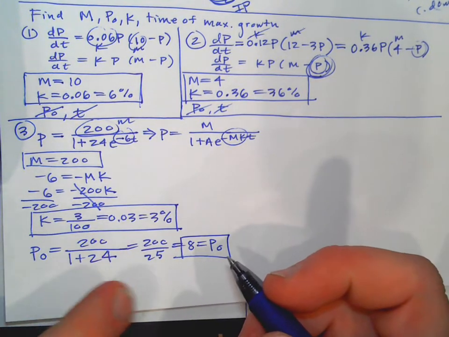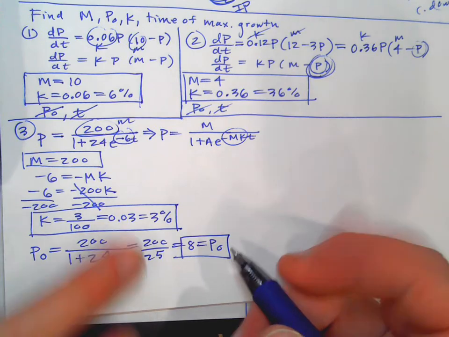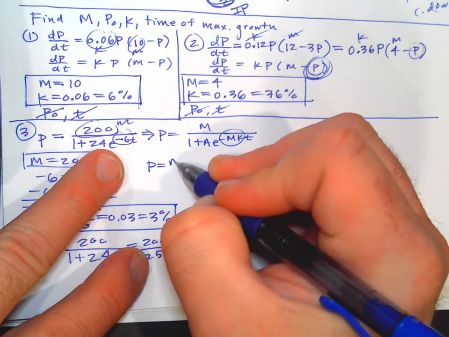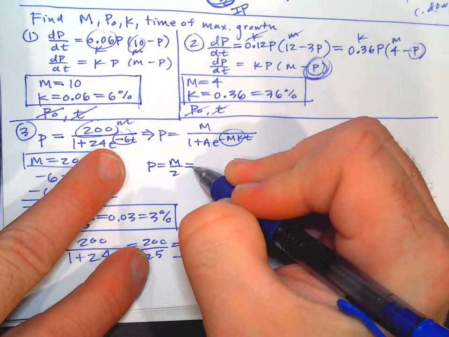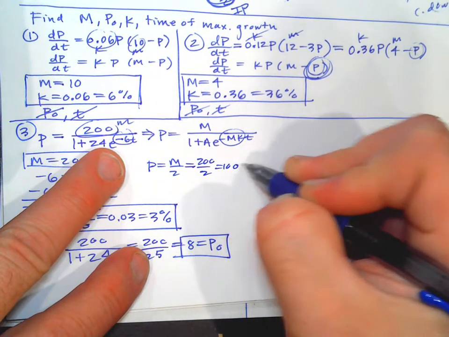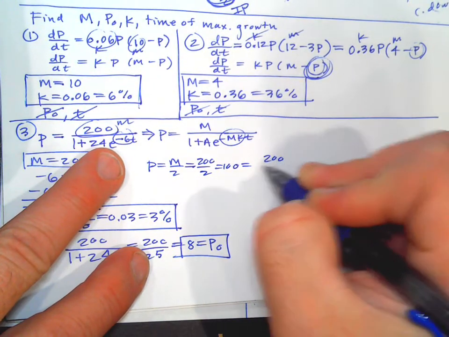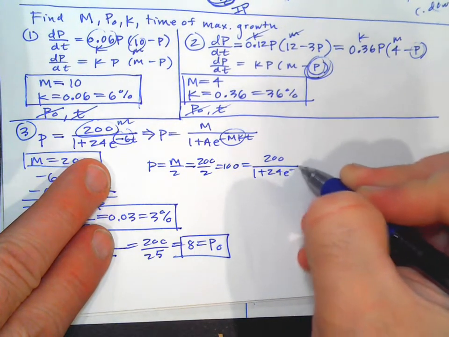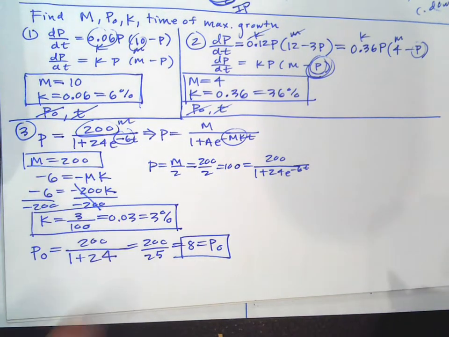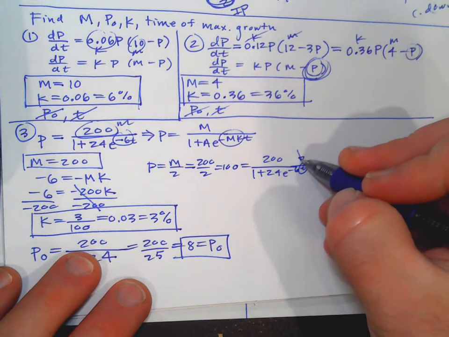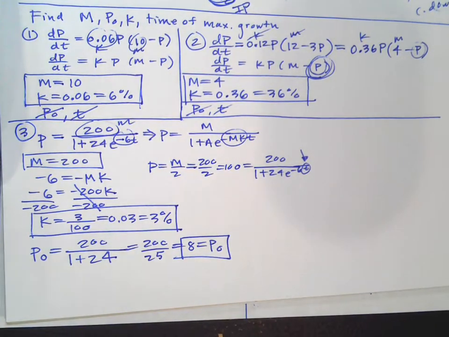Now, the harder part here is finding the time of max growth rate. We know that it happens when the population is half the carrying capacity, right? So 200 over 2 equals 100. And so we're just going to set it equal to our growth model. And we just got to solve for t. It's a few algebra steps. This is what we're trying to find right here, right? That's what we're trying to find.